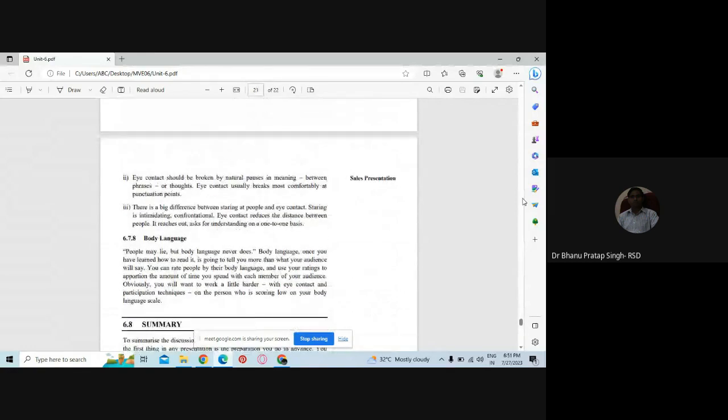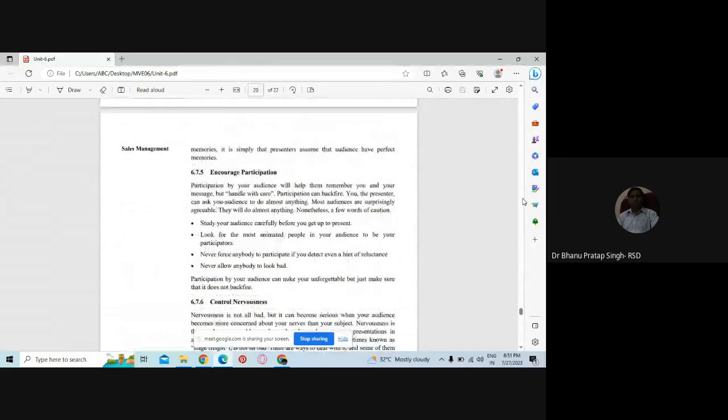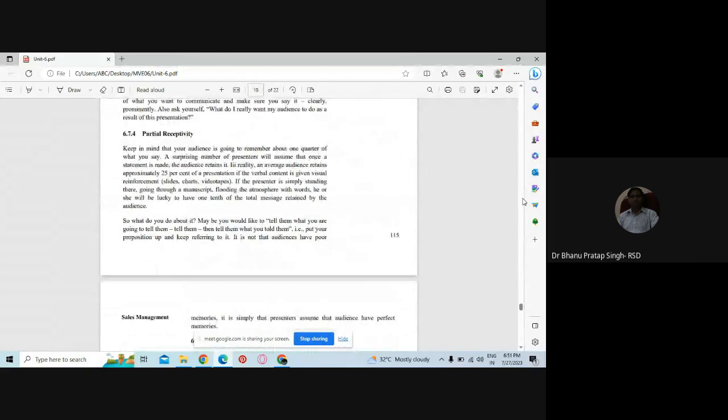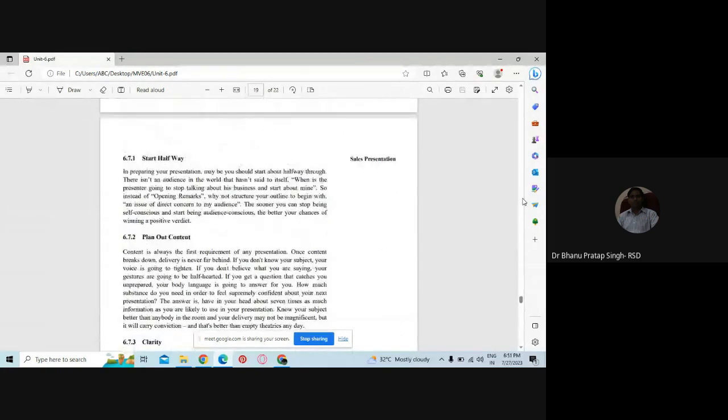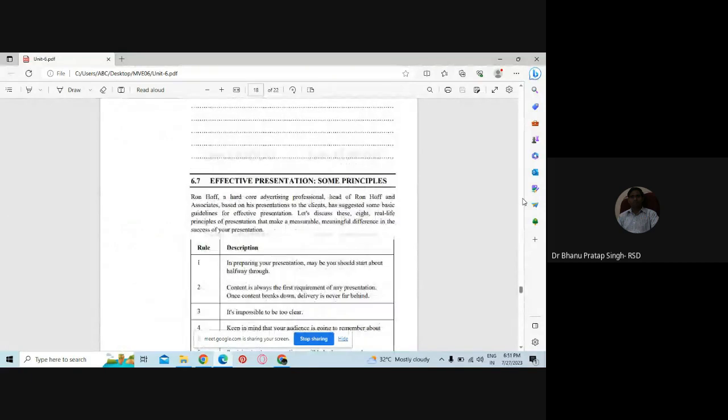These are what we have discussed earlier. So all these parameters should be there while we are making any presentation. These should be taken care of very carefully. So these are the parameters for an effective presentation, how one can make an effective presentation.